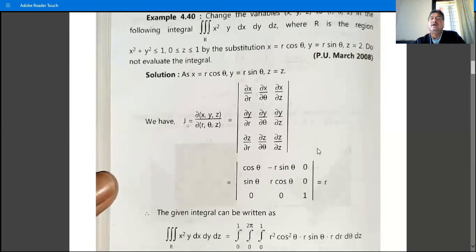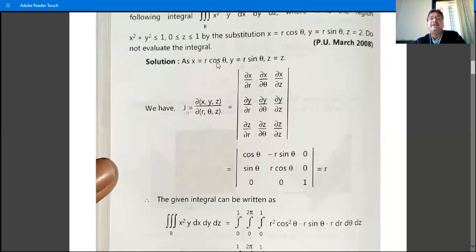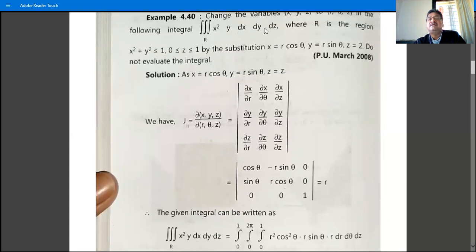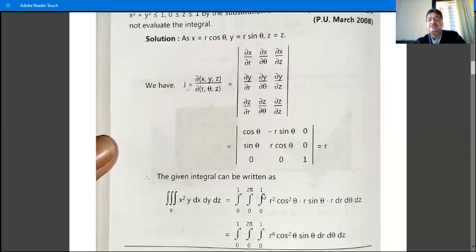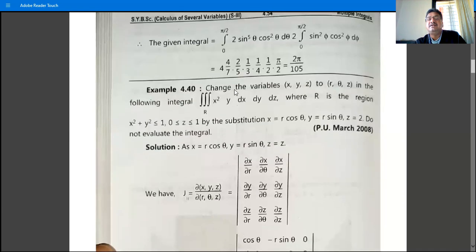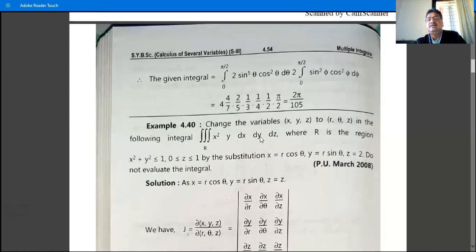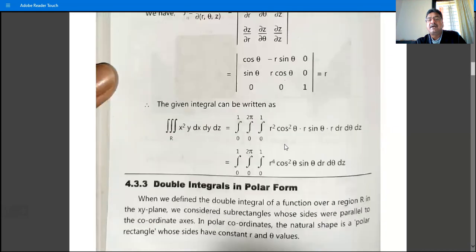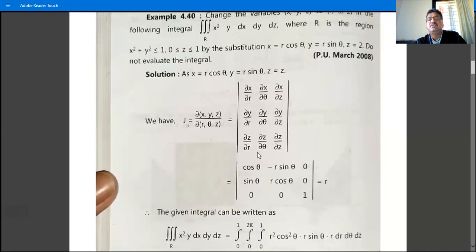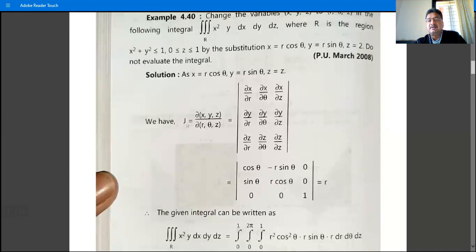Okay, and now the triple integration over R of x square y dx dy dz. So x square means r square cos square theta, into y is r sin theta, and dx dy dz is replaced by mod J, that is r dr d theta dz. Okay, and now we have to write the limits. So the limits are: r runs from... so from this, x square plus y square is less than or equal to 1.